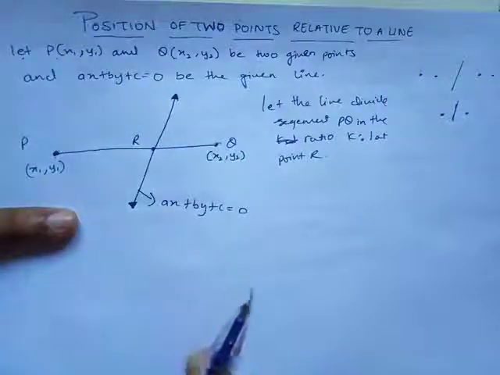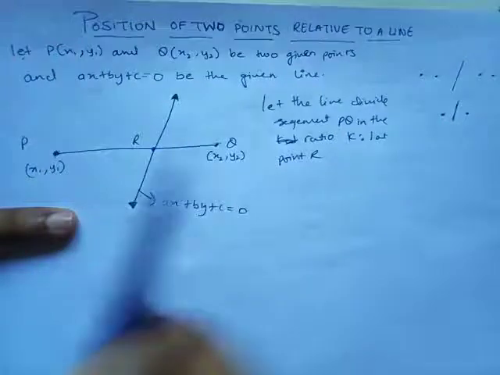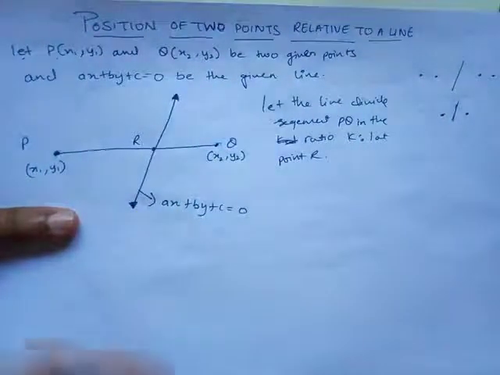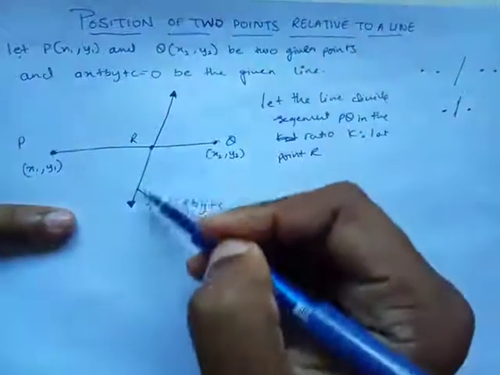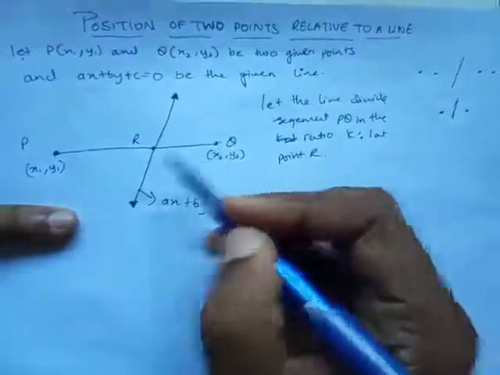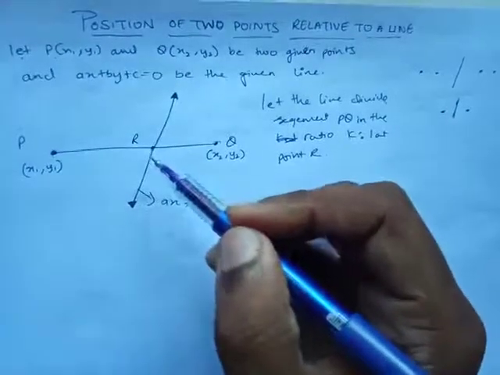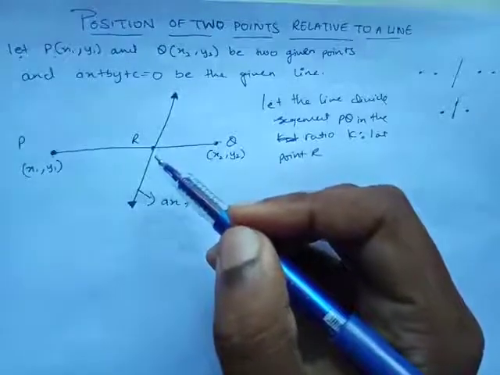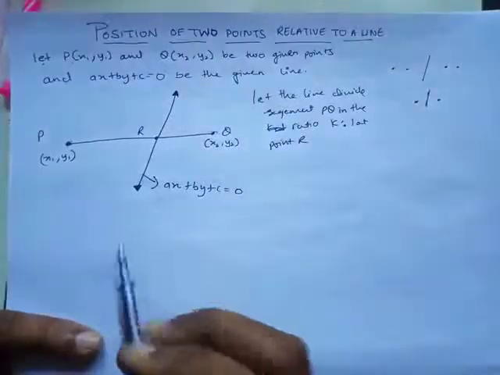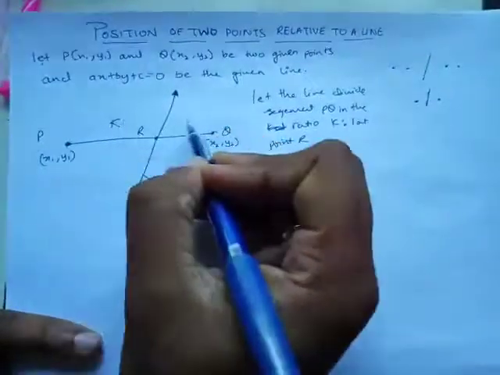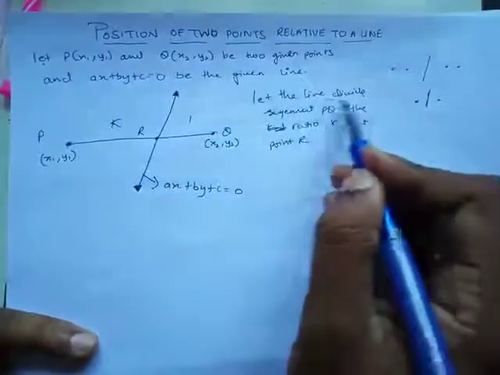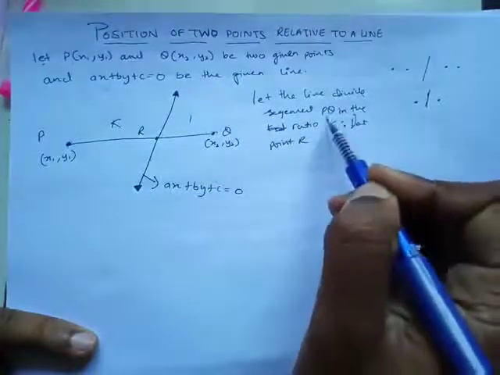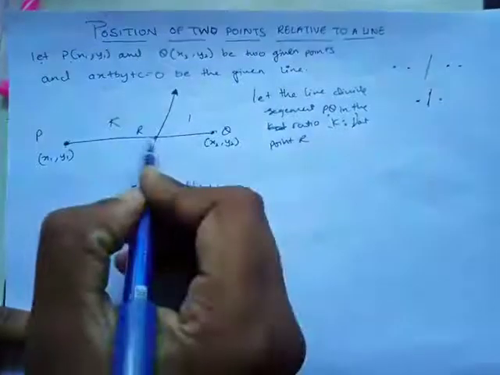Okay, so I have three things I'm going to tell you again. P and Q are the 2 points given and a line that is passing through point R. Let us assume that this line is dividing P and Q in the ratio K ratio 1. So I have written it down. Let the line divide segment PQ in ratio K ratio 1. This is the ratio at point R. So this is the point R.